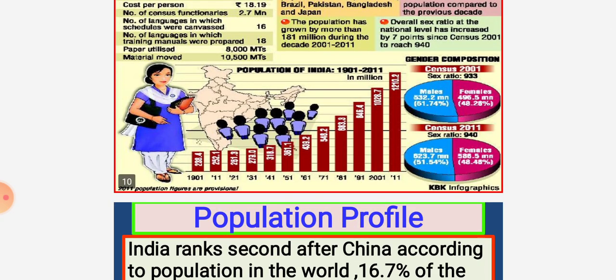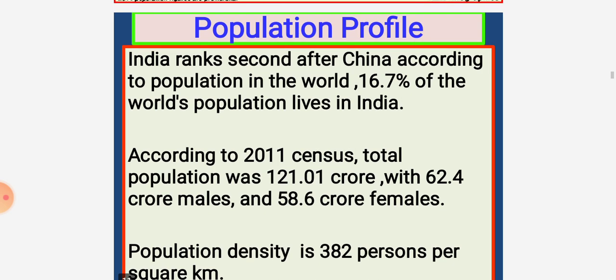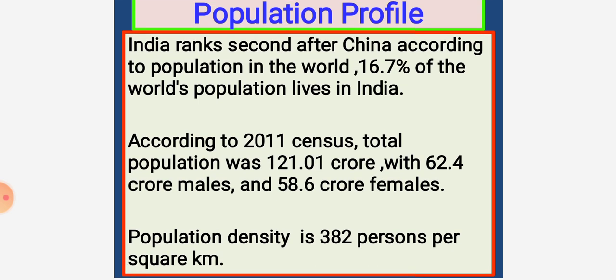So dear students, India ranks second after China according to population in the world. 16.7% of the world's population lives in India. So it's a big number. According to the 2011 census, the total population was 1.21 billion, with 62.4 crore males and 58.6 crore females.